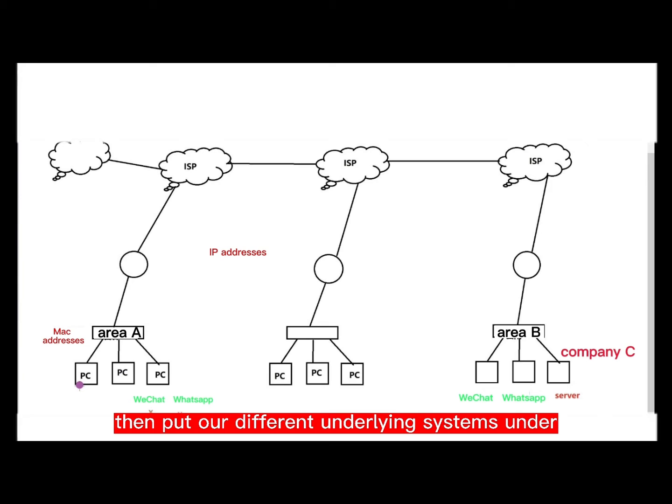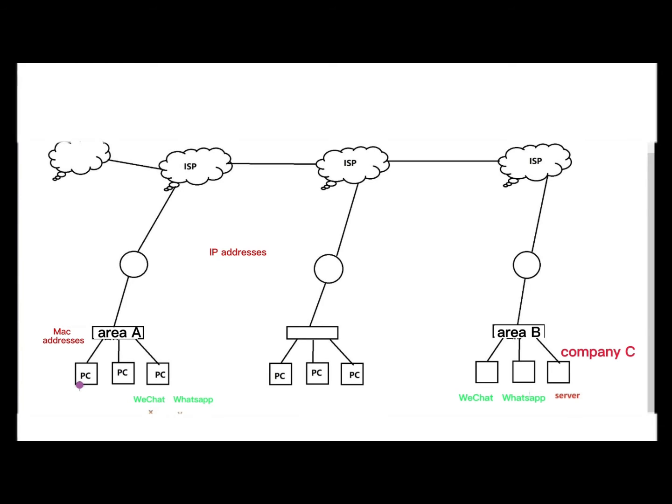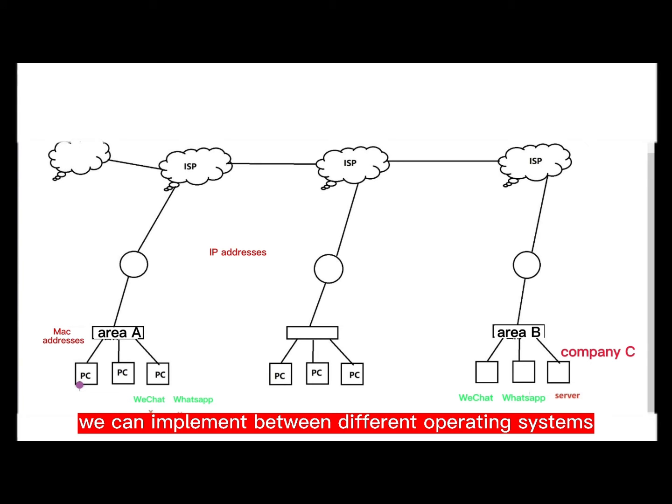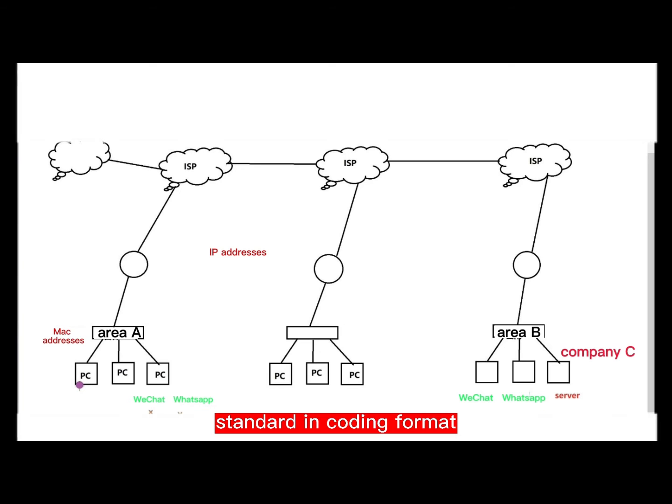Then it puts all data from our different underlying systems and converts it to a standard format, and communicates based on the middle. It's like people going to translate the language of a country into a universal language. We all translate into a standard language, and communication is the same. Let's just understand. That is, we can implement between different operating systems in different underlying environments. It will not affect the data of the upper application software. I can convert the representation to a generic standard encoding format. This is our 6th layer.